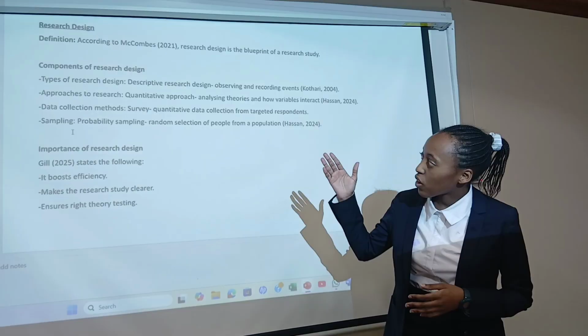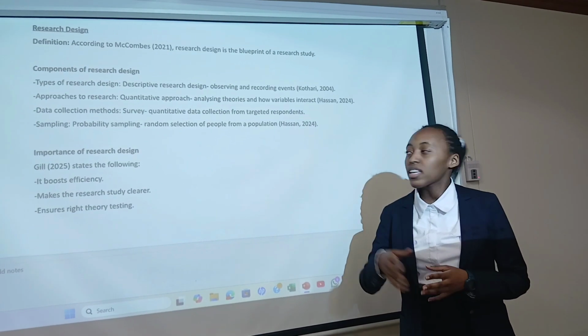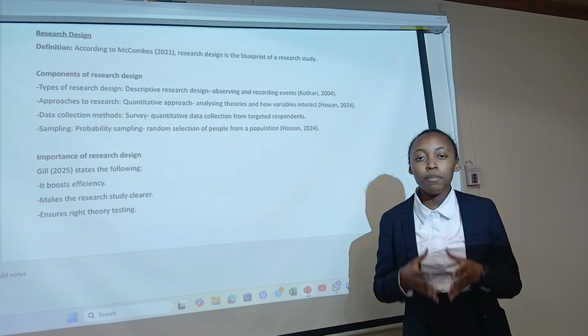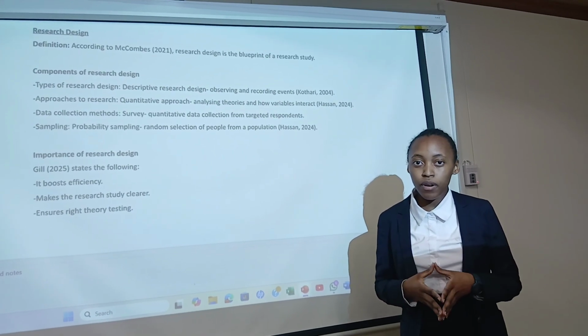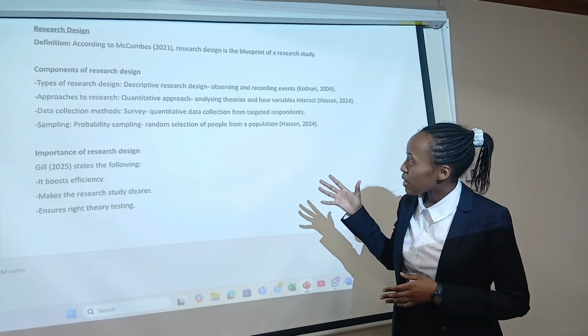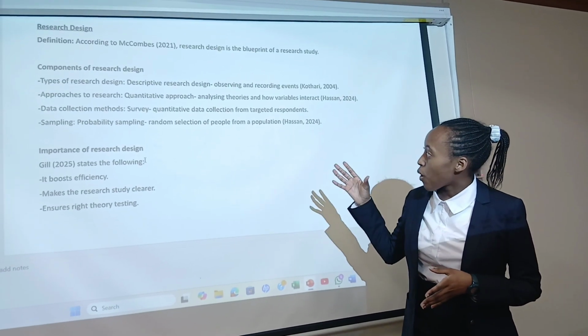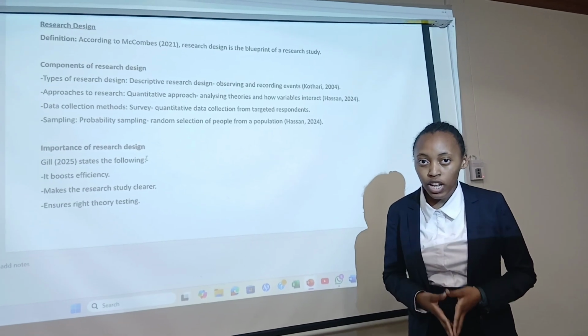Thirdly, we have the data collection methods. We have the survey. The survey is done by collecting numerical data from people. And lastly, we have sampling. We have probability sampling. This is selecting random participants from a whole specific population.